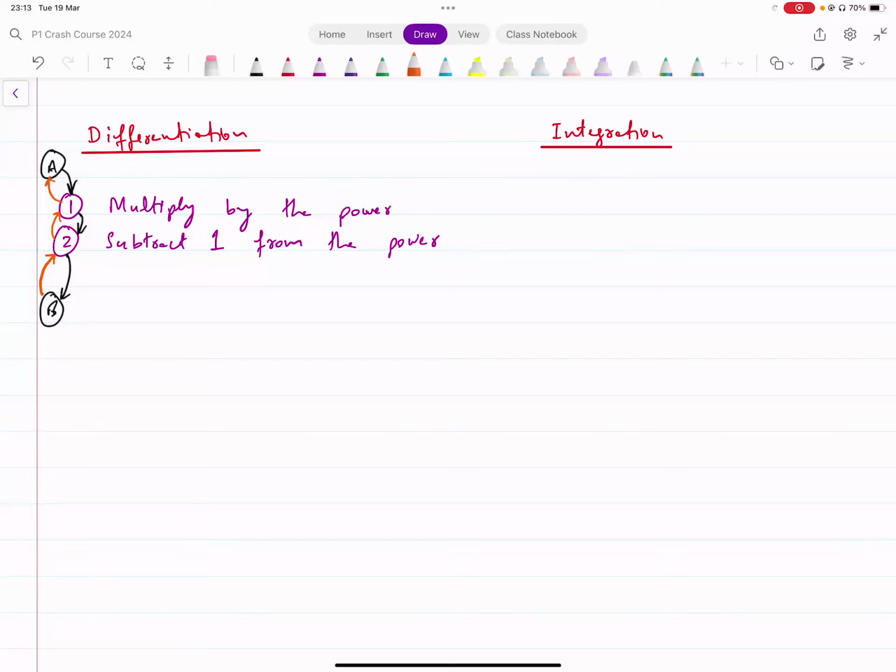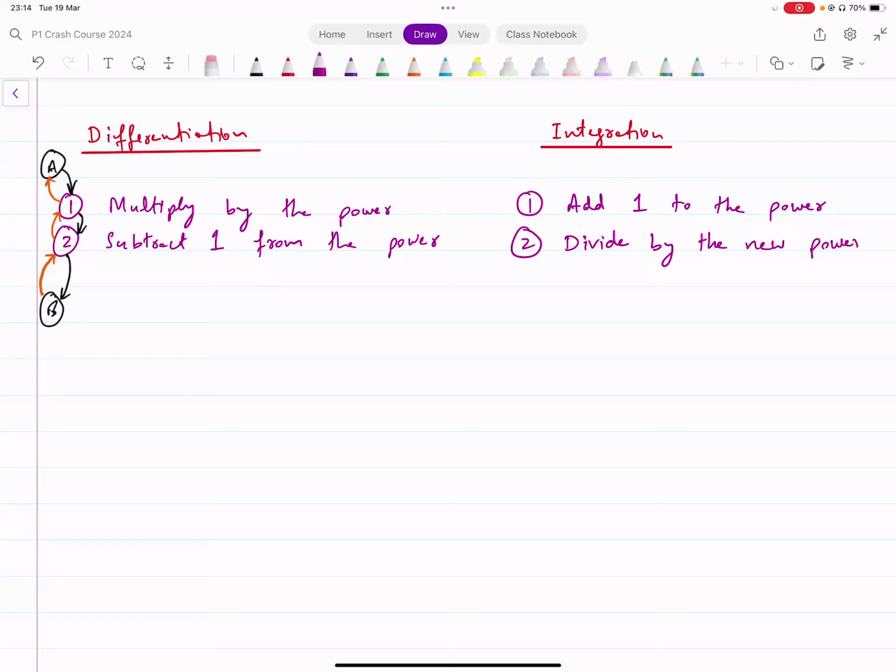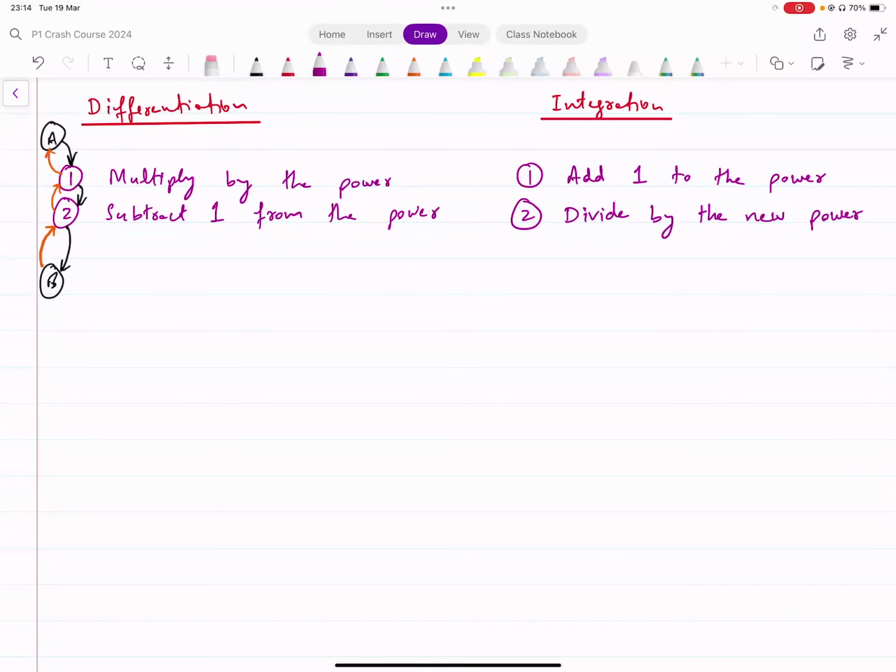So when you're going the other way around, when you're doing integration, you reverse this step first. So you say add 1 to the power. That's the first thing you do. Instead of subtracting 1, you add 1. And then once you have added 1 to the power, you need to reverse the other step now. You would say divide by the new power. New power means after adding 1, the power that you get after that, you divide by that power. So that's how integration works for something like this, where you have x raised to power n. Add 1 to the power, divide by the new power.